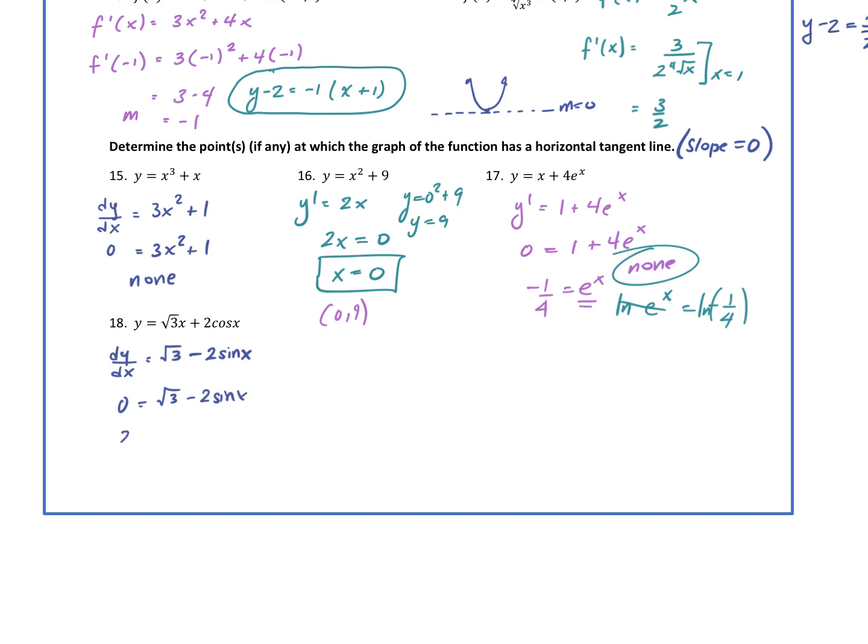Bring over the 2 sine of x. When is the sine of x equal to root 3 over 2? We're looking at a reference angle of 60, so pi over 3. And then it's the first and second quadrant, pi over 3, and then 2 pi over 3. Those are the two x values you have to plug back into here to get the two y values that correspond to it.